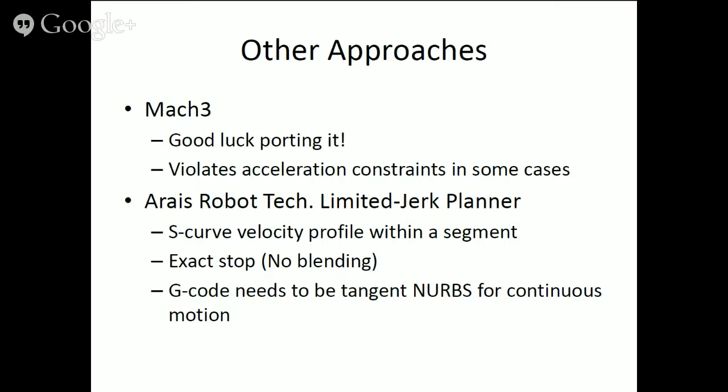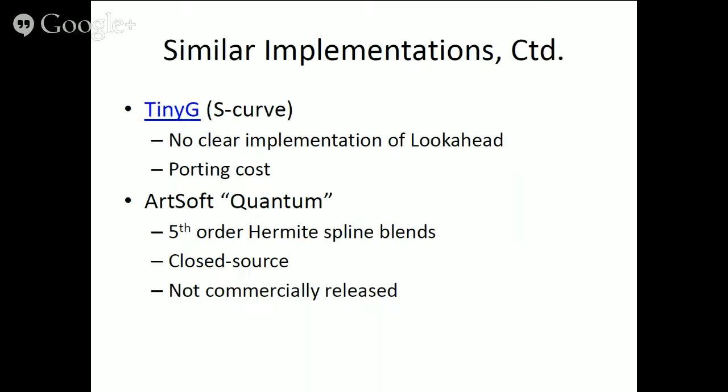As far as I could tell, they didn't really do blending using spline segments. So if you wanted to do continuous motion with G-code that wasn't already nice and clean and tangent, then it wouldn't really work for you. And there's other separate implementations we looked at for reference.